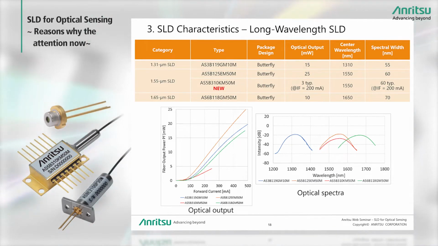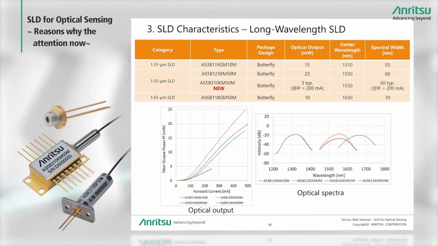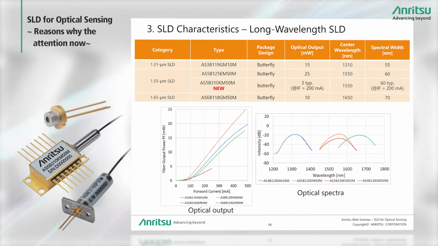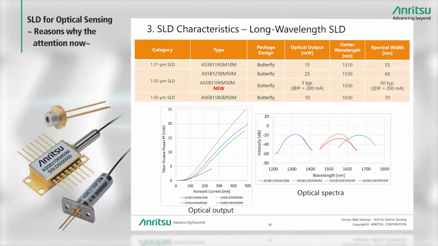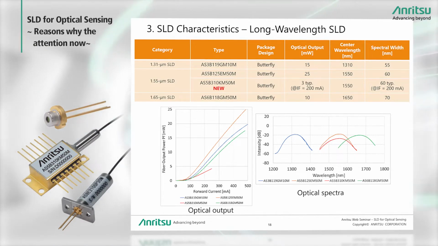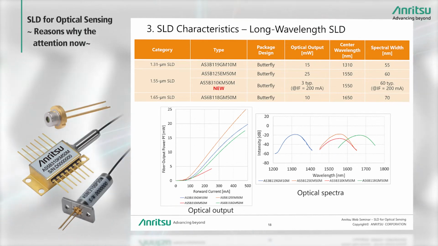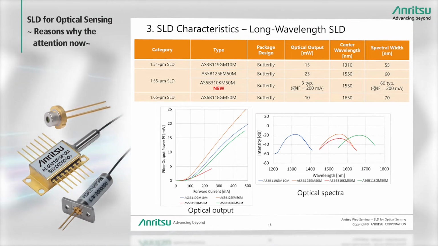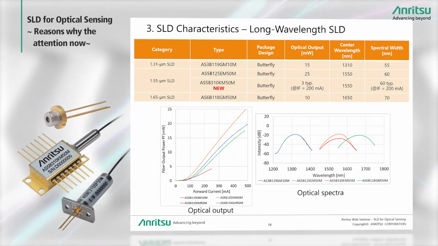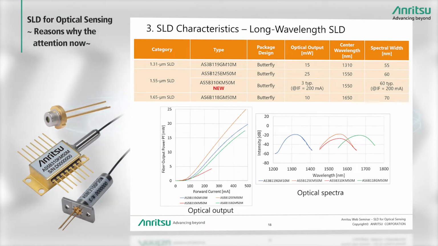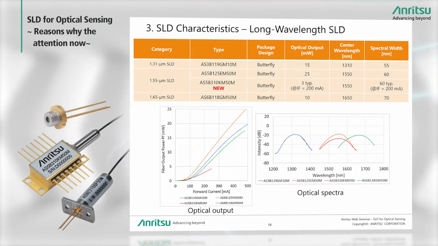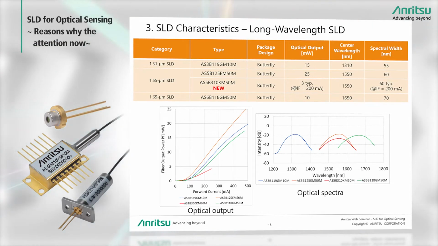The 1.65 micrometers AS6B118GM50M in the bottom row has an optical output power of 10 milliwatts and a spectral width of 70 nanometers. The graph at the bottom left is a plot of optical output, while that on the right plots the optical spectra. As shown, this model lineup covers a broad range of wavelengths from 1300 to 1650 nanometers. The next slide explains package types.